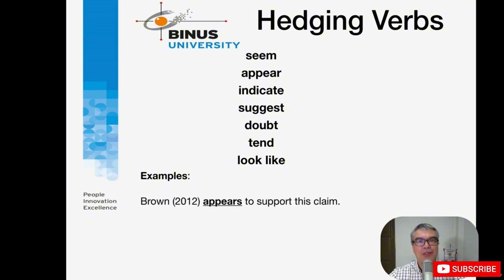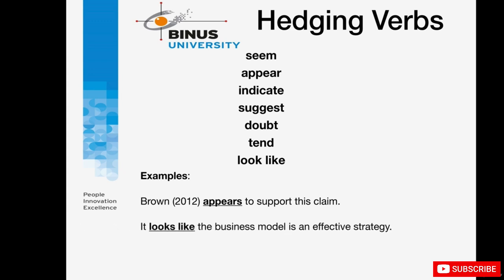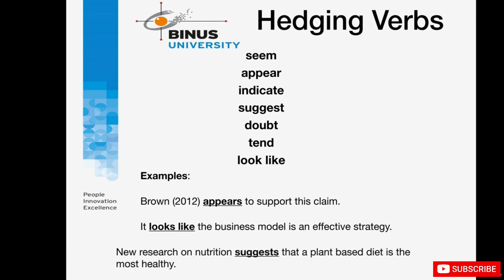Brown appears to support this claim. It looks like the business model is an effective strategy. New research on nutrition suggests that a plant-based diet is the most healthy.